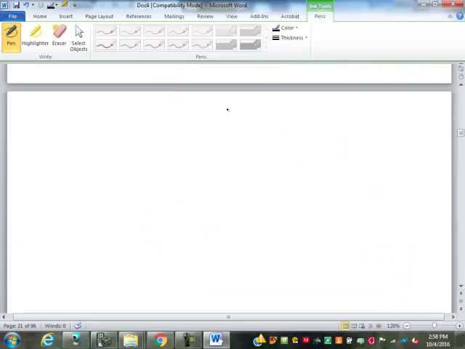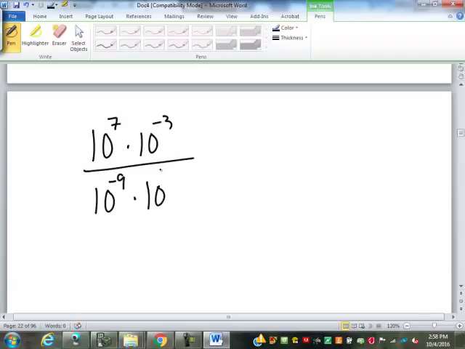I'm going to have you guys try one in your notes. So 10 to the 7th times 10 to the negative 3rd over 10 to the negative 9th times 10 to the 5th, and then all to the power of negative 5. Give that one a shot. Where do we start on this one? I'll do what's on top.